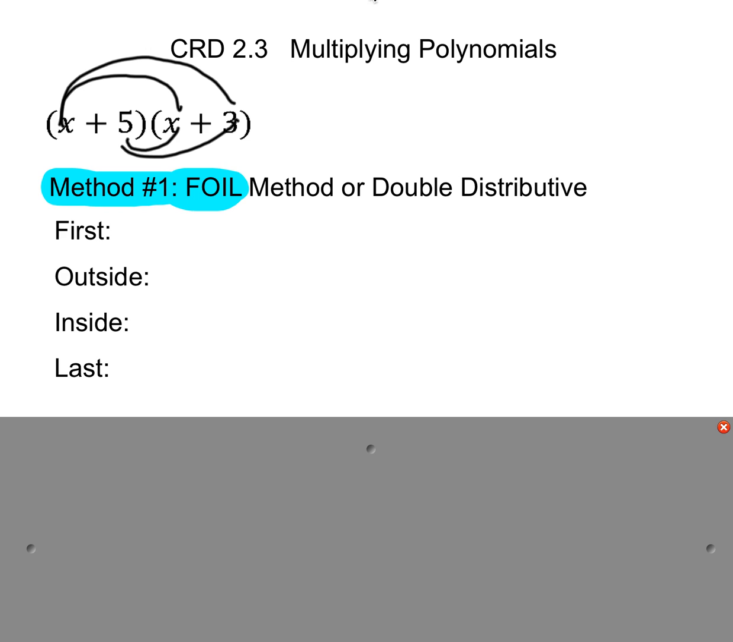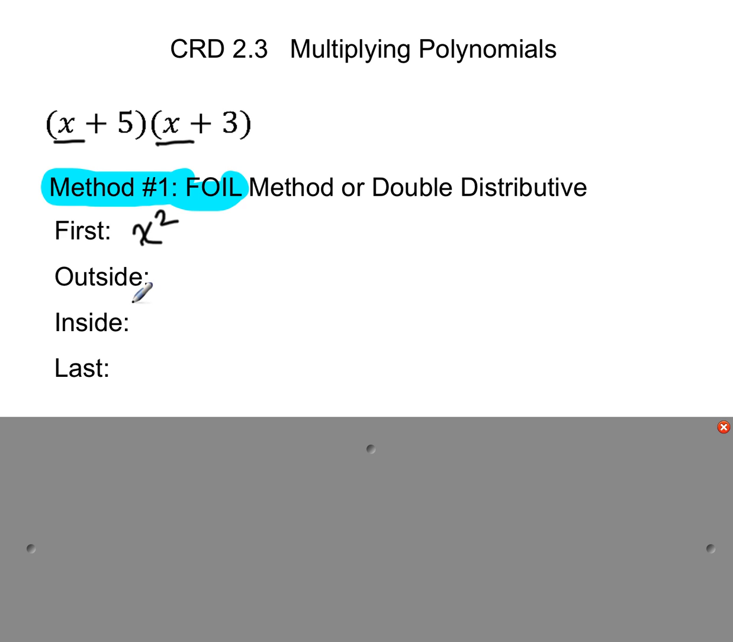Well, there's a really organized way of doing this, and it's called the FOIL method. FOIL: the F stands for first, the O stands for outside, the I stands for inside, and the L stands for last. So if I look at my first, this is my first term in each of my binomials. If I multiply my first terms, I'd have x times x, and I would get x squared.